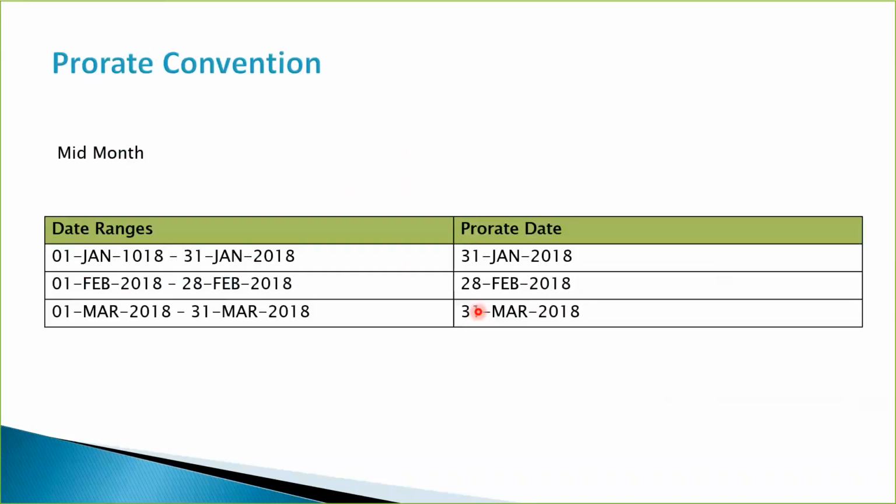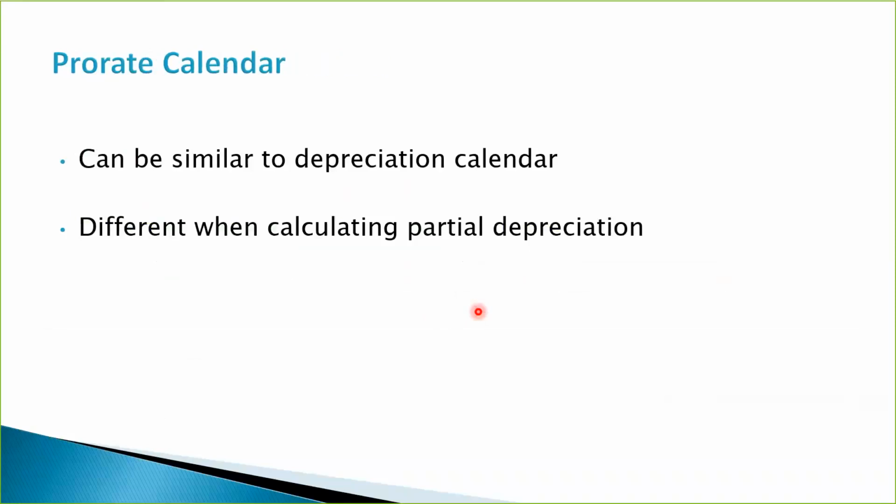So let me first go to the prorate calendar, and then we'll work our way back. The prorate calendar can be similar to the depreciation calendar, or it can be different when we are calculating partial depreciation. For example, in our case where we are having the mid-month convention.